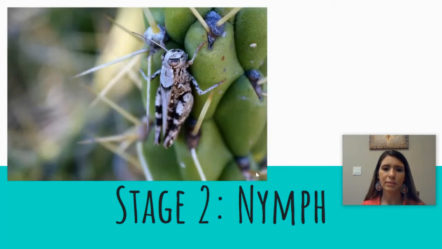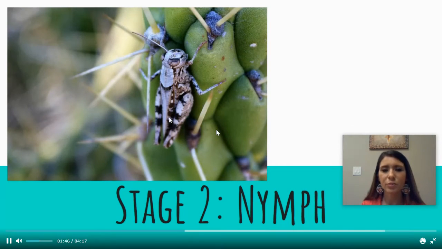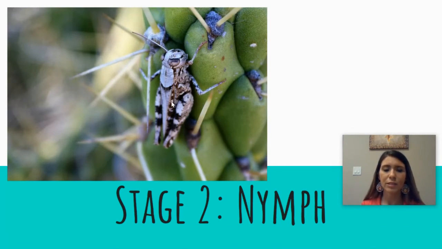Stage 2 is the nymph. You can see that there are no wings yet on the cricket, and we cannot see a reproductive organ as well.